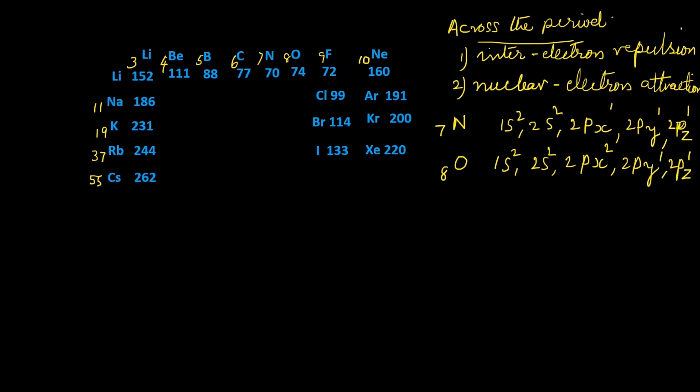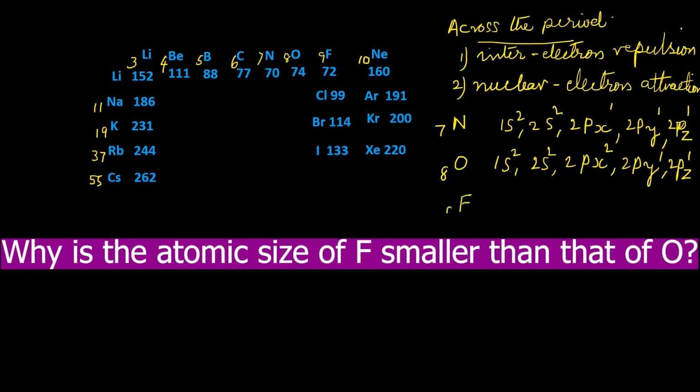So in the case of oxygen, the inter-electron repulsion overweighs the nuclear electron attraction. So its atomic radius slightly increases. Now for fluorine, atomic number 9. The electron configuration is 1s2, 2s2, 2px2, 2py2 and 2pz1. So the p subshell has 5 electrons here.